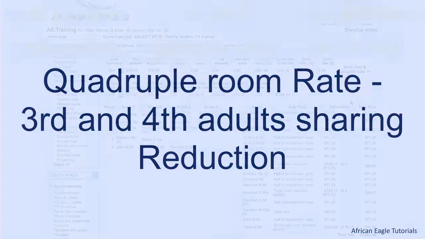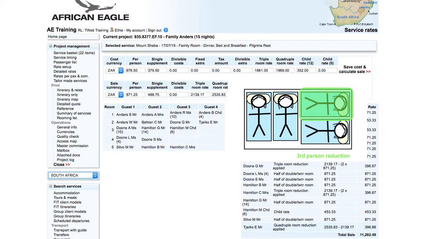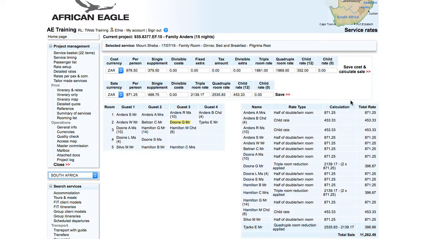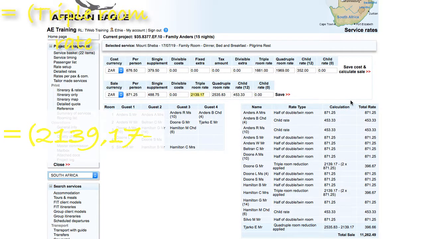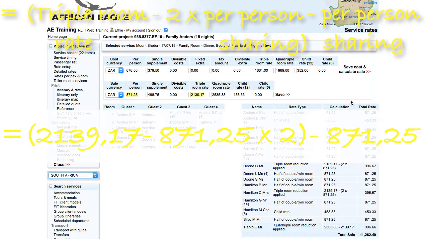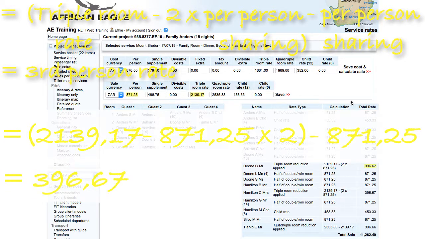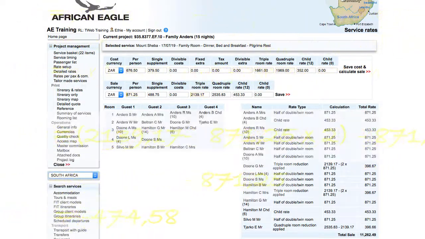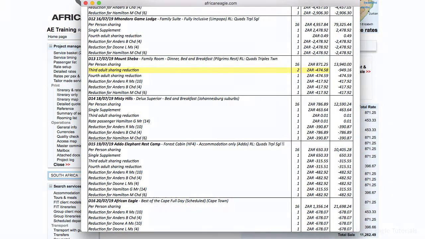For a quadruple room, the reduction for the third person is the same as the reduction for the third person in a triple room. For example, for Dune G, it is 2139,17 minus 871,25 times 2 minus 871,25, being 396,67 minus 871,25 equals negative 474,58 as displayed on the detailed quote.